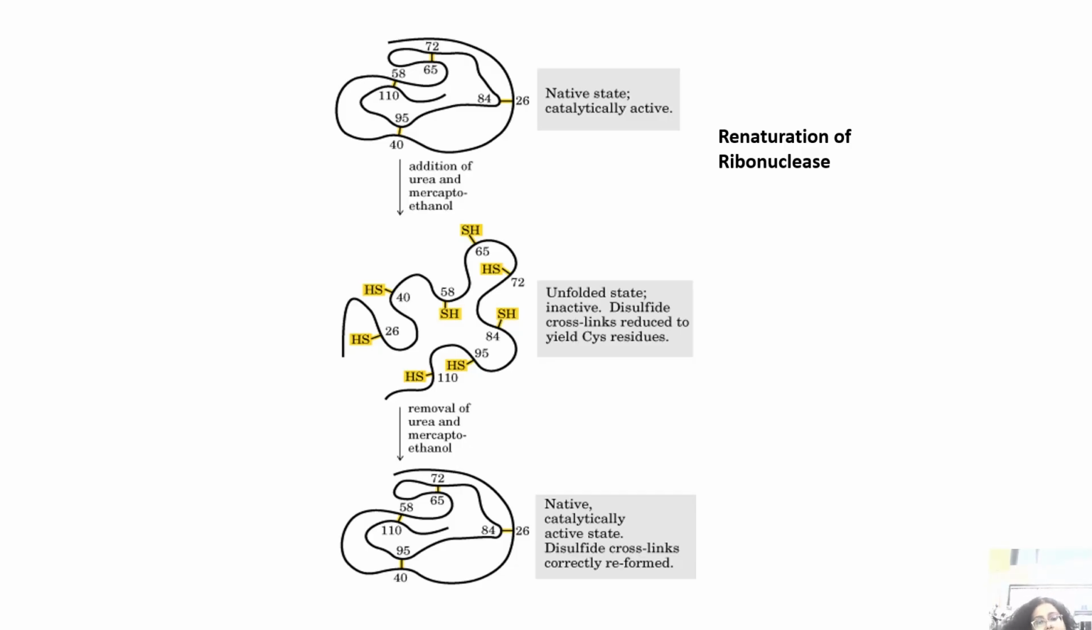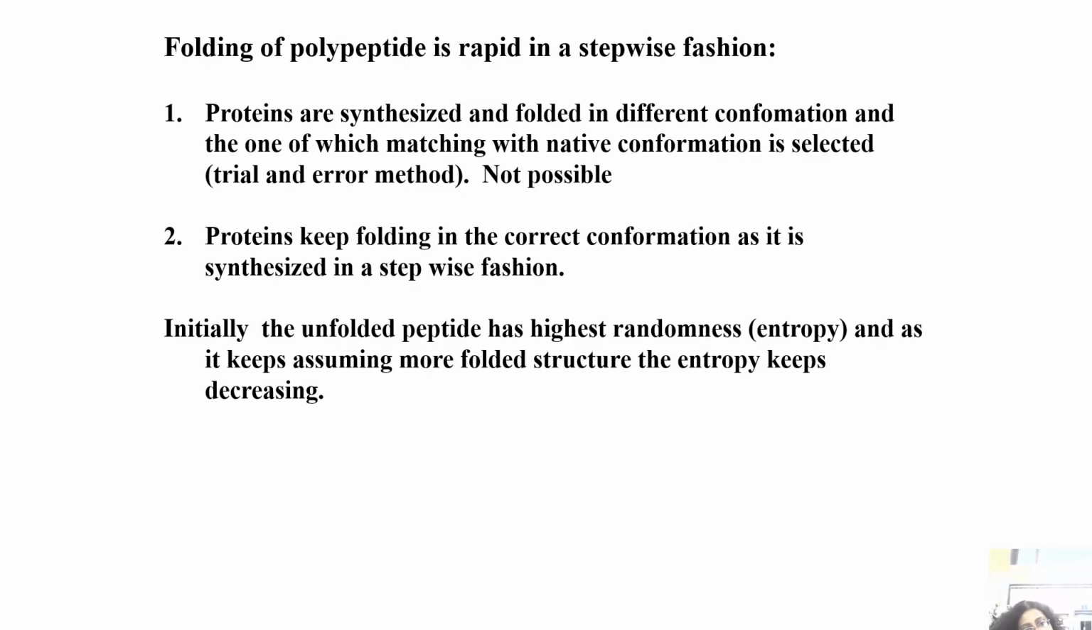Addition of urea and mercaptan gives the unfolded state, with disulfide cross-links reduced to cysteine residues. Removal of urea and mercaptan gives the native, catalytically active state, with disulfide cross-links correctly reformed.